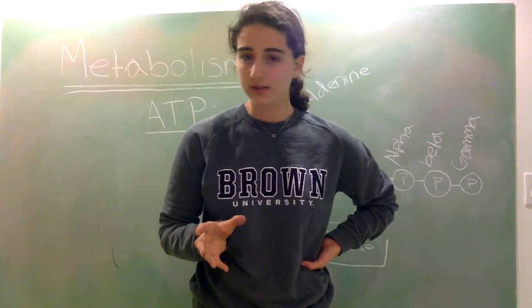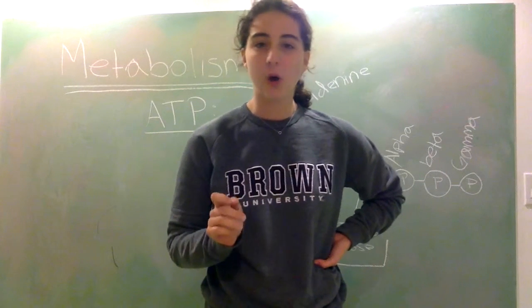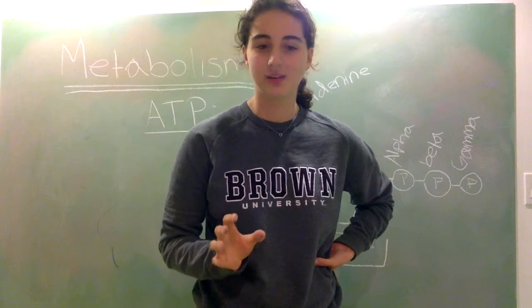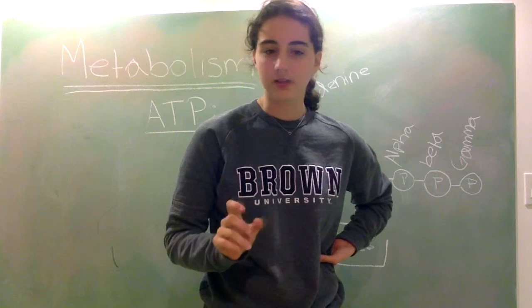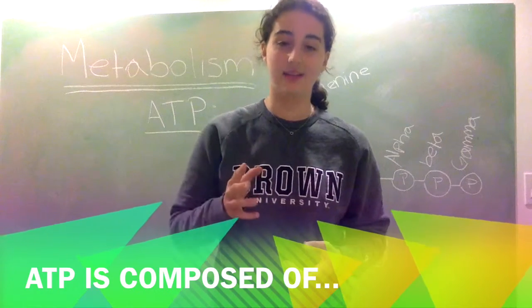When the chemical bonds of ATP are broken, energy is released. ATP bonds are easily destroyed and formed, making ATP the ideal molecule for energy. ATP is composed of 3 phosphate groups and an adenosine.